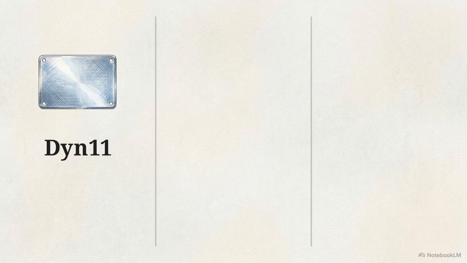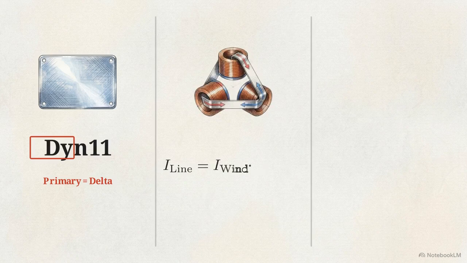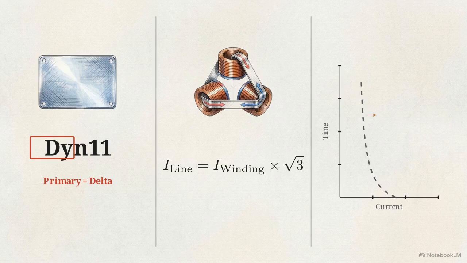The correct protection workflow follows 3 steps. First, read the nameplate vector group to determine if your primary winding is a delta or a Y. Second, apply the math. If you have a delta primary, multiply your damage curve current values by the square root of 3, so your relay settings and your damage curve share the exact same measurement base.